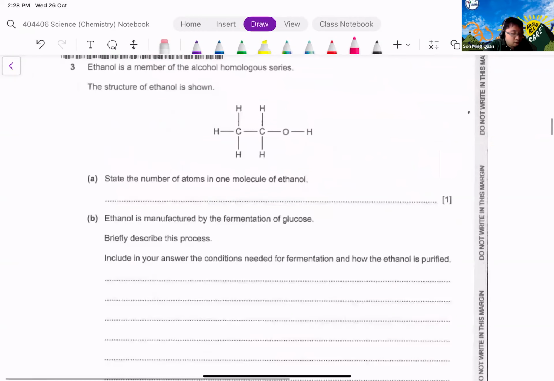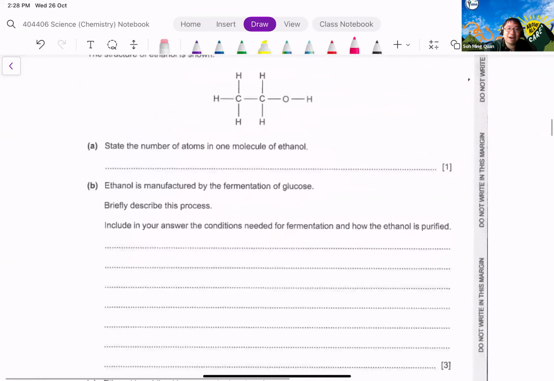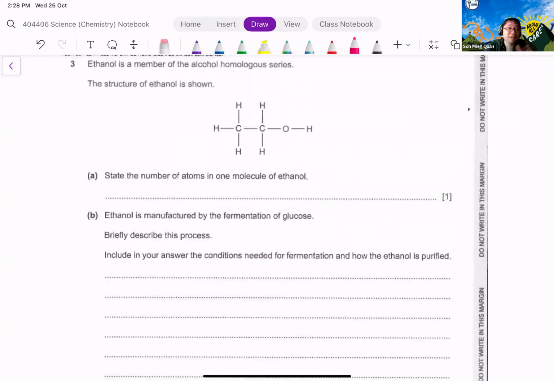Now, question 3 is not difficult. As you can see, this fermentation thing is 3 marks. Imagine if you didn't study fermentation, you would have thrown the 3 marks down the drain. But now that you have studied fermentation, you probably would be able to do this very well. So let's just quickly do this. State the number of atoms in 1 molecule of ethanol.